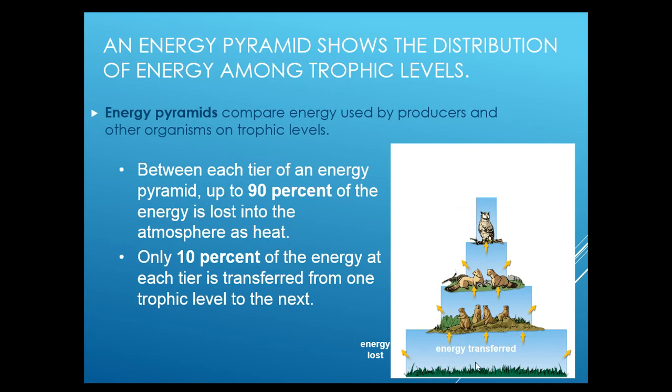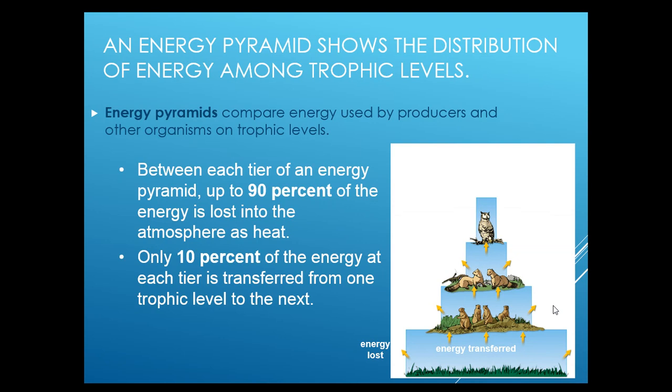So we're going to start at the bottom with our producers. They make up the base of our pyramid. Then we'll move up to our primary consumers, and then next to our secondary consumers, and then lastly to the tertiary consumers. And what we find happening as we move up these different trophic levels is that energy is going to be lost as these organisms are processing this matter.